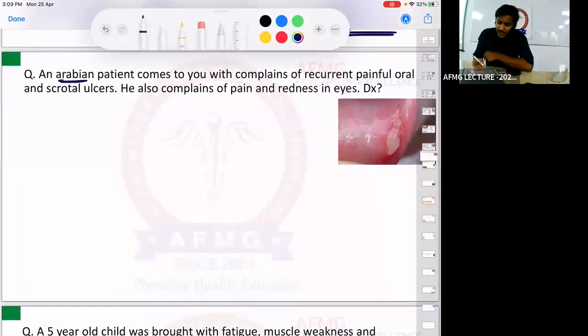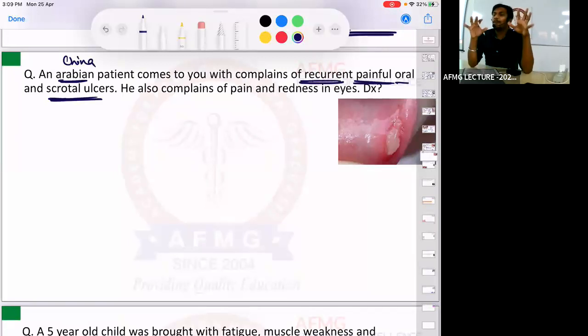An Arabian patient. So a patient from the Arabian region or from Turkey or from China, right? The patient presents to you with complaints of recurrent painful oral and scrotal ulcers. Painless oral ulcers were seen in SLE. But here, painful oral as well as genital ulcers. Okay. So either it can be scrotal ulcers in a male or vulval ulcers in a female.